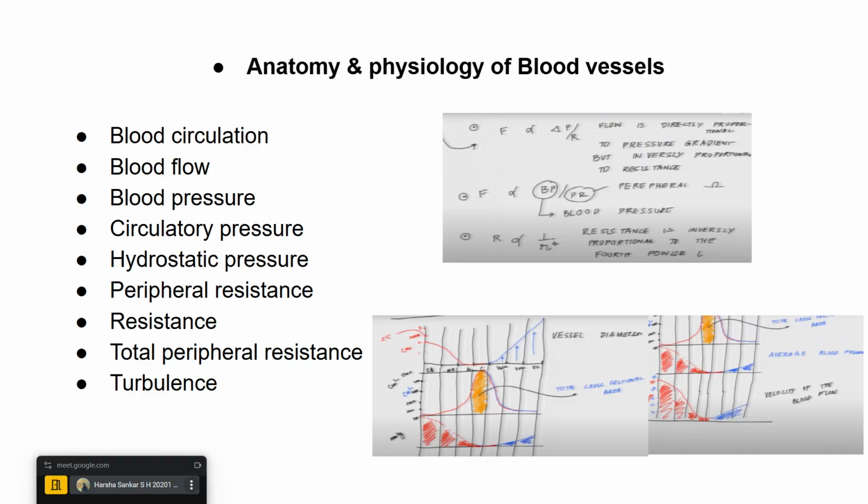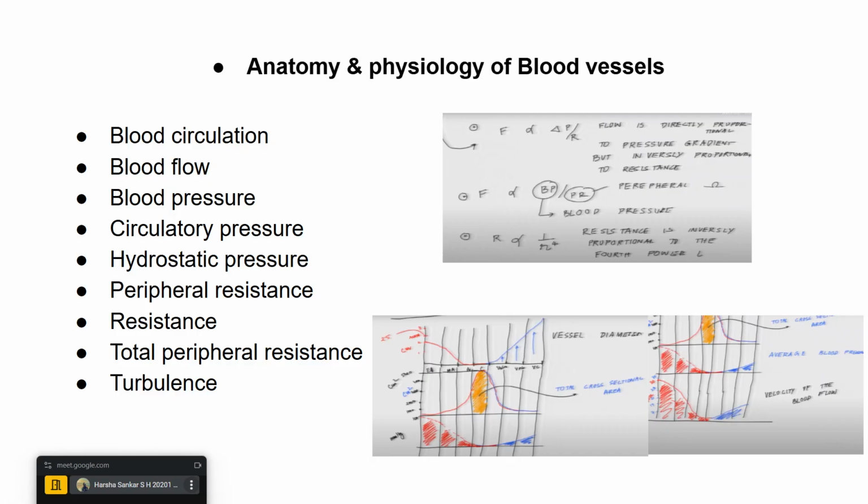For example, blood flow is directly proportional to the pressure gradient but inversely proportional to the resistance. Sir also told us what resistance is. So flow is proportional to BP, blood pressure, divided by peripheral resistance. Before that, he defined circulatory pressure, hydrostatic pressure, and peripheral resistance. Peripheral resistance is the total resistance facing the flow. Also, what is turbulence. You should remember this relation, because multiple questions can be asked comparing mathematical formulas.